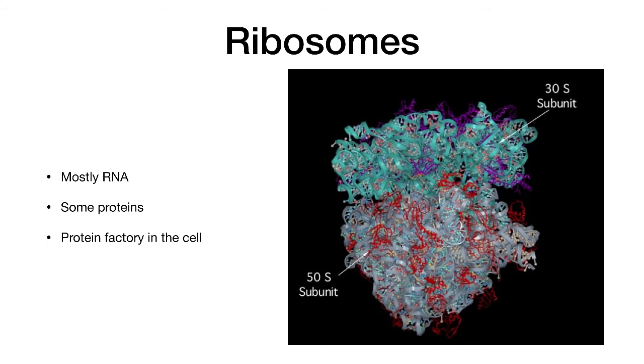Ribosomes are the protein factories of the cell. They translate the instructions copied from the DNA into RNA, and take that RNA and translate it into protein. We'll have much more to say about this process in another video.